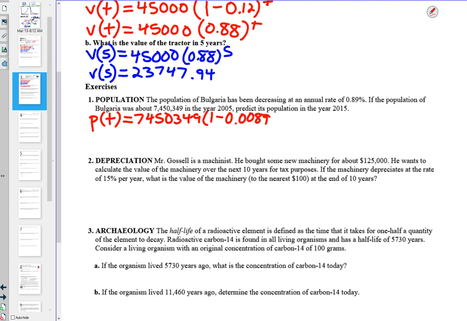0.0089, because it's 0.89%. Anytime you want to get rid of a percent sign, you have to move the decimal, even if it feels funky. You're going to be tempted to just put 0.89. But you're still converting a percent to a decimal, so you gotta throw those extra zeros in. And then that's gonna be to the power of time.